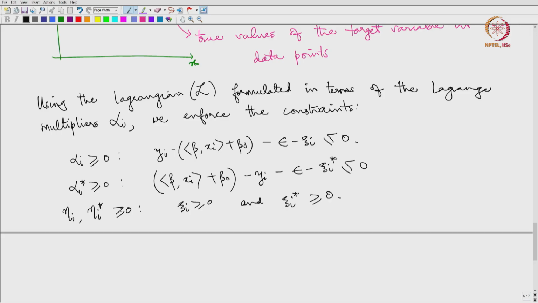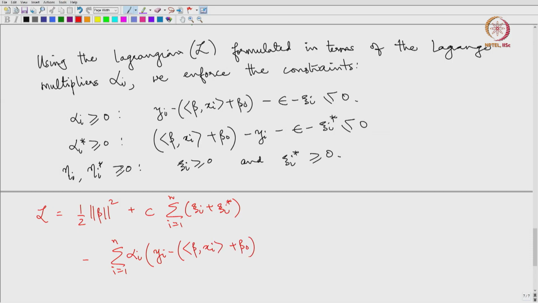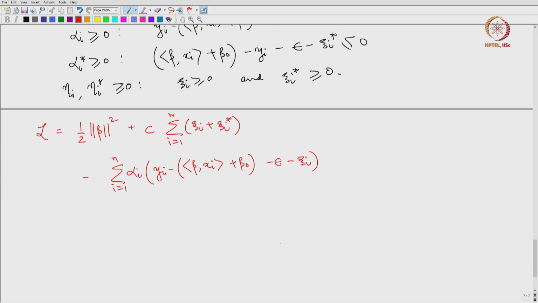Okay. So now what is the Lagrangian, right. Now we are in a position to be able to write the Lagrangian that is equal to the objective function, which was half norm squared of beta, the weights, plus C, the regularization parameter, times the error made in predicting each data point in one direction and the other direction, so xi I and xi I star, minus all these constraints, right. So sum I going from 1 to n alpha I times the error made in predicting the first point from one side. So I should use epsilon here, and then similarly you need to include all the other constraints.